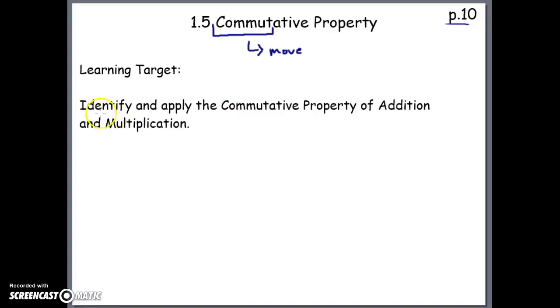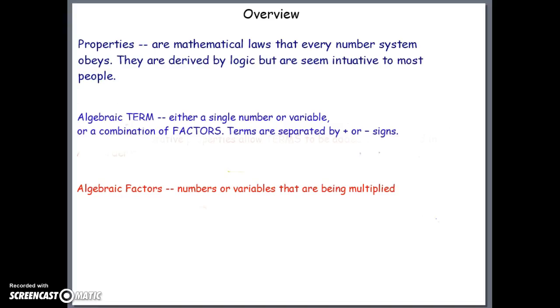Our learning target today is to identify and apply the commutative property of addition and multiplication. There are actually two commutative properties, one for addition, one for multiplication. Very similar, except that those two operations are different in their nature. Make sure this is page number 10 in your notebooks, please. And for those non-note takers, this is definitely one of those lessons that you want in your notebook. All property lessons are very important to have as they're so fundamental to math.